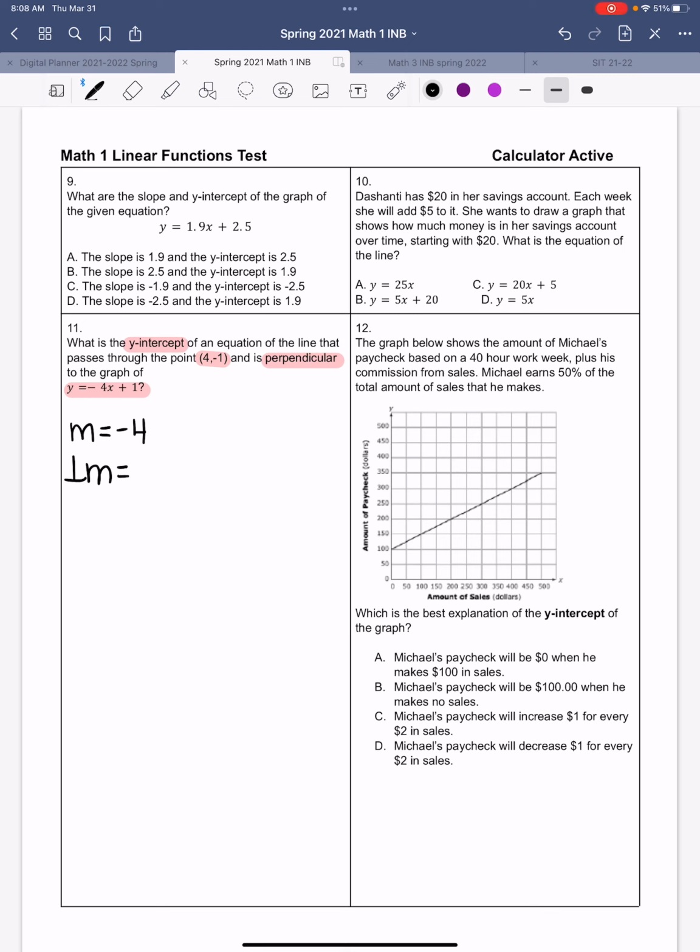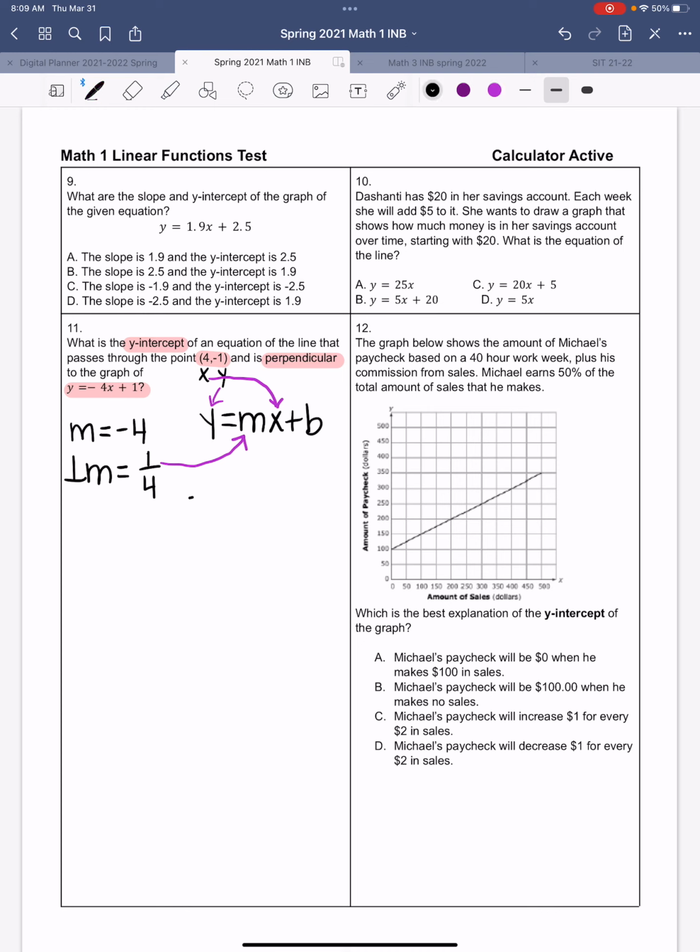So remember, the perpendicular slope is the opposite reciprocal. So if it's the opposite reciprocal, that means the opposite sign, and we're going to flip it. So that negative is going to turn into a positive, and then we're going to make it 1/4. So we're going to use the x and the y from the point, and plug it into y equals mx plus b in order to find our b value. So we're going to take the y and plug it into the y spot, take the x and plug it into the x spot, and the perpendicular slope we're going to plug in the slope spot.